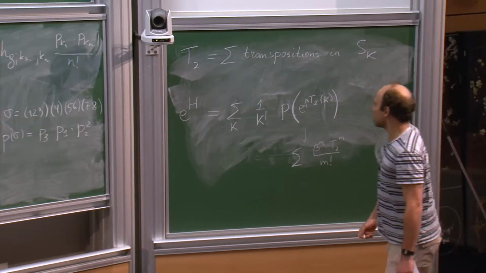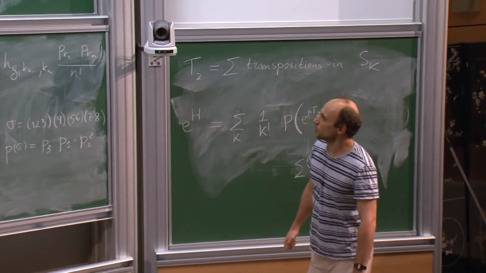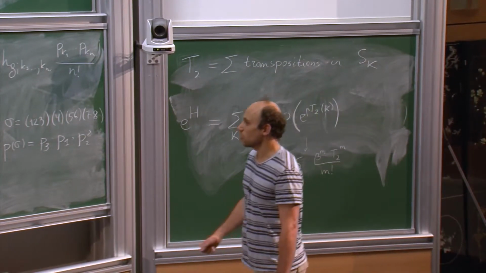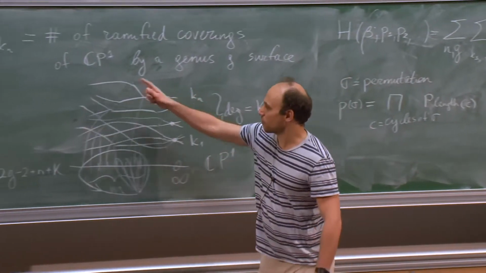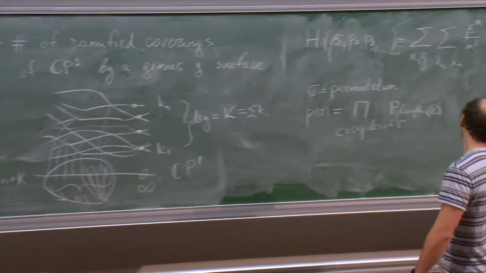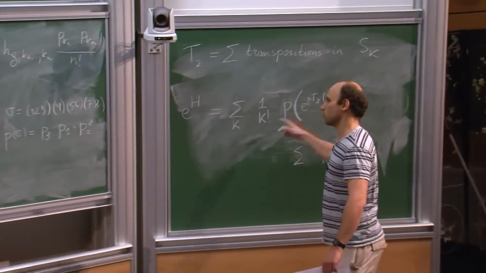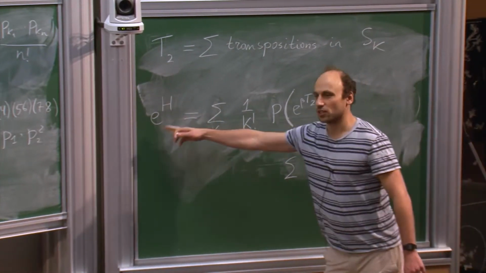And just one thing: I have to take the exponential of the generating function, because when I take this product of transpositions, I don't know if the ramified covering is going to be connected or not. So if I do it like that, I actually obtain the generating series for possibly disconnected ramified coverings. And this is e to the power H.